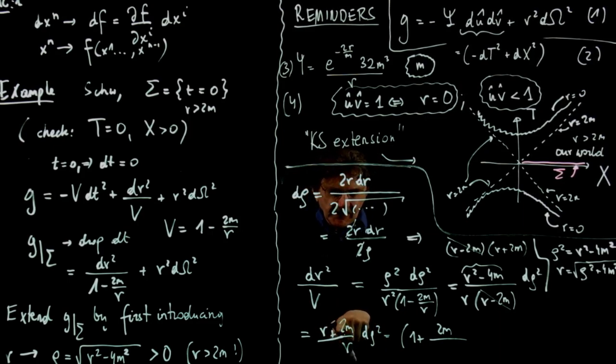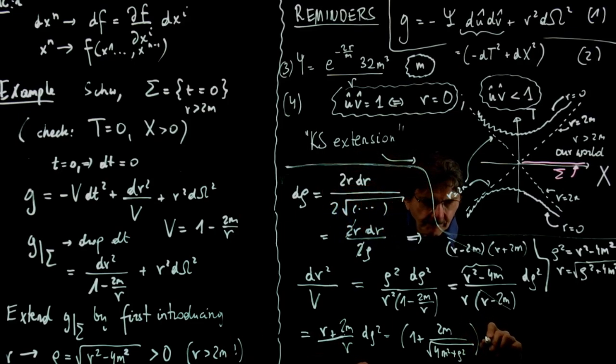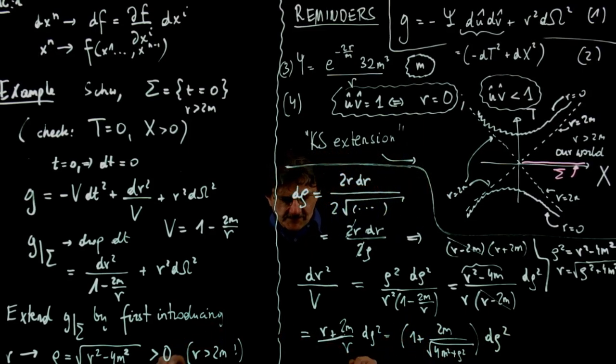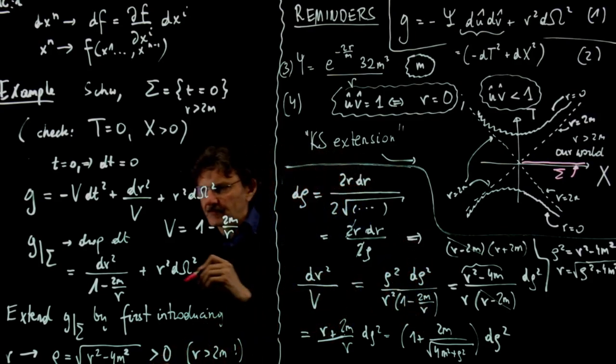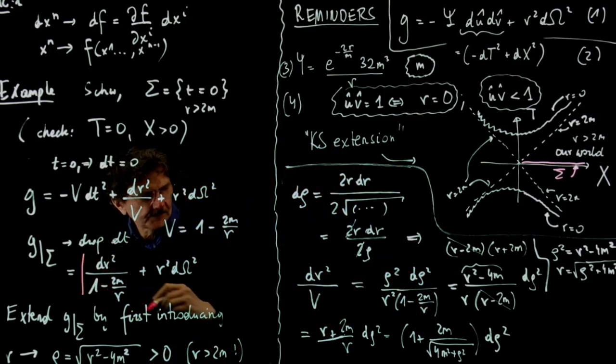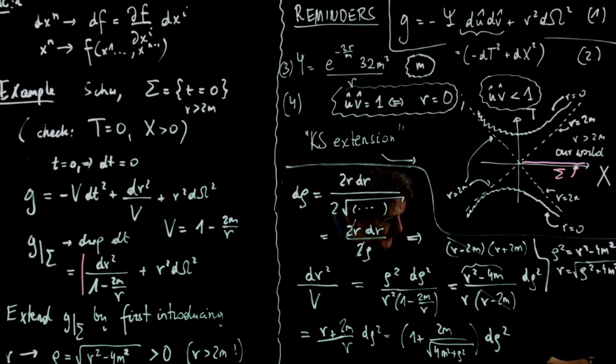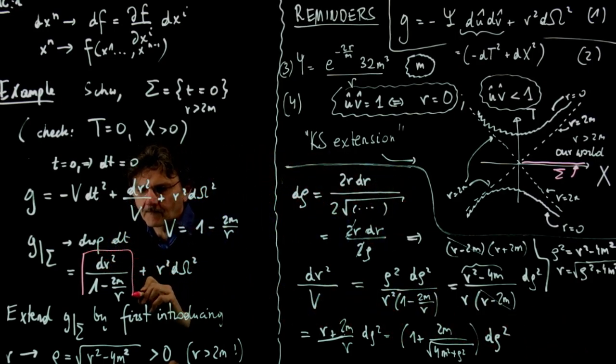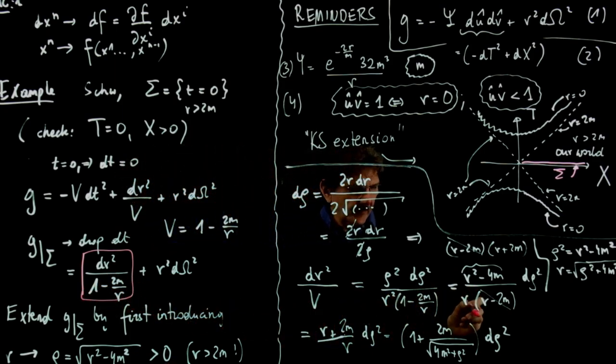Anyway, so coming back to this, we get r plus 2m over r. r over r is the 1. 2m over r, 2m over square root of 4m squared plus rho square, d rho square. Good. So we compare our metric here, right? So this was this part, which becomes this.